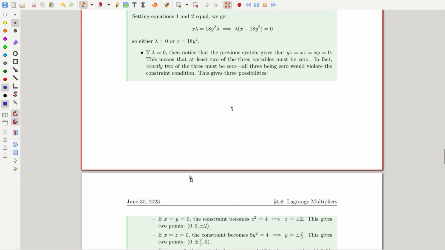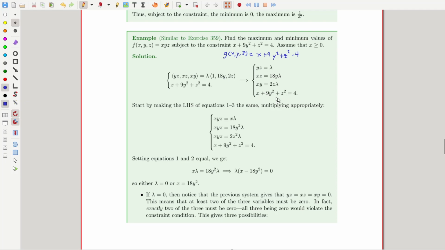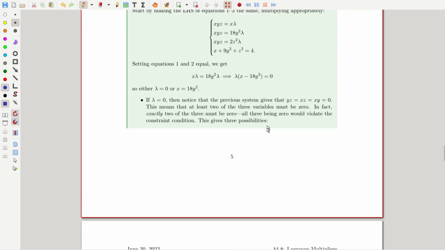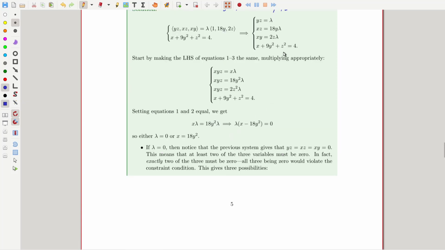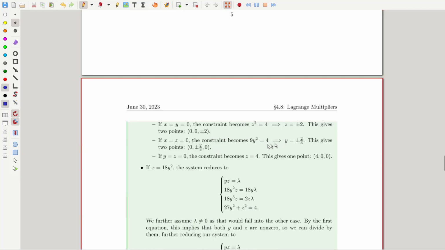So in the case that x equals y equals 0, we look at this guy, that says that z squared equals 4. Therefore, z is equal to plus or minus 2, and that gives us 2 points, 0, 0, and plus or minus 2 for the third coordinate. If you have that x and z are 0, then this constraint reduces to 9y squared is equal to 4, which I write. And so then dividing by 9 and taking the square root, we get y must be plus or minus 2/3. And so that gives me another 2 points. I should probably be underlining these.